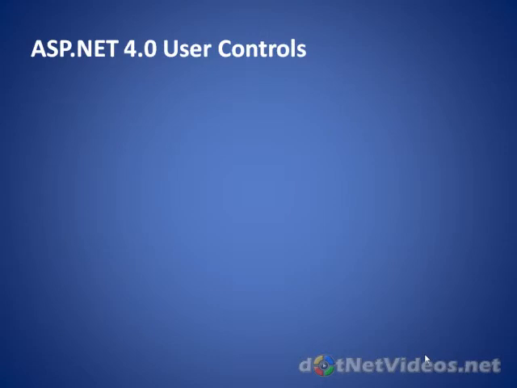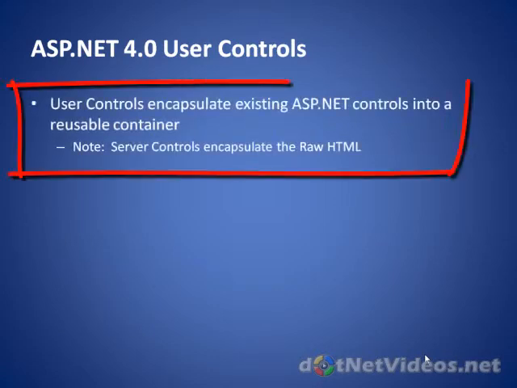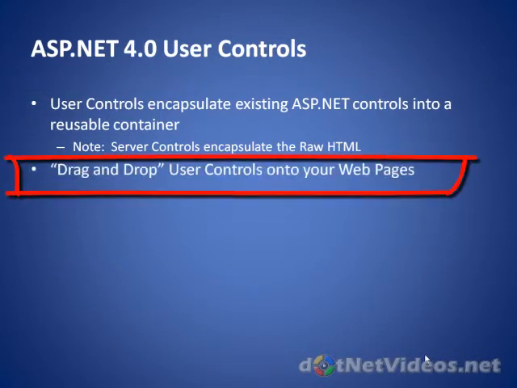So video number 8, we're going to talk about user controls in ASP.NET 4.0. User controls are used to encapsulate existing ASP.NET controls, so multiple controls such as text boxes, buttons, labels, any of the server controls, into one reusable container. Now, we looked at server controls in our previous videos. That encapsulates the raw HTML itself, as we looked at. We could just write the raw HTML out. This is about taking existing server controls and then reusing those in a container.